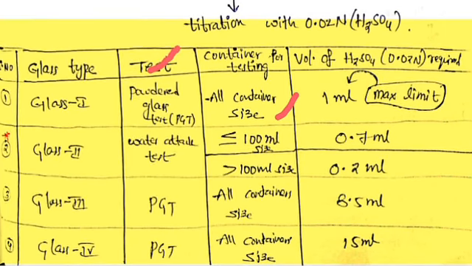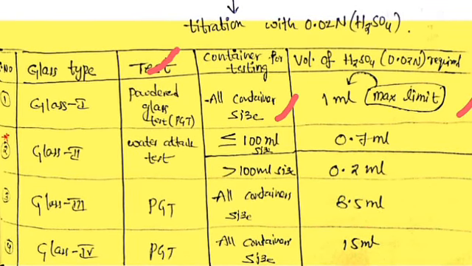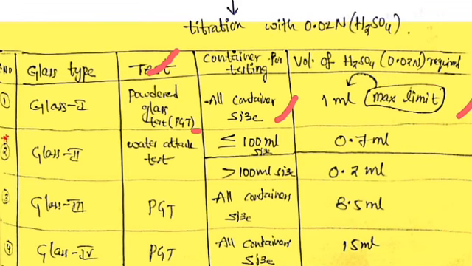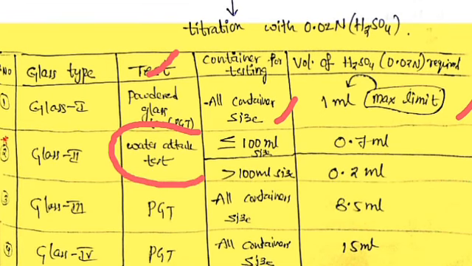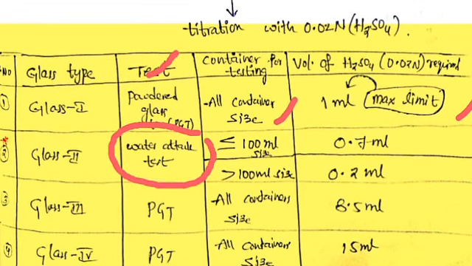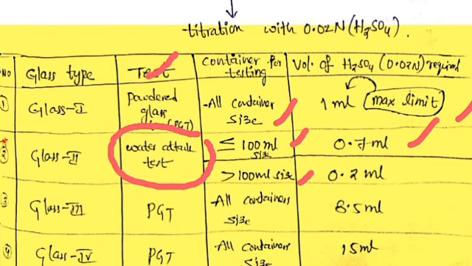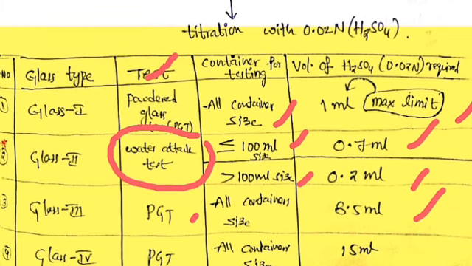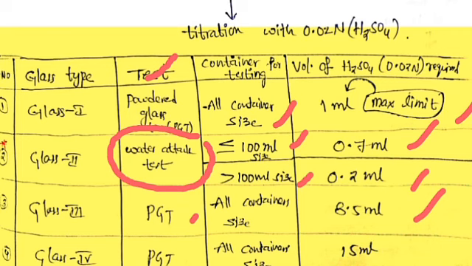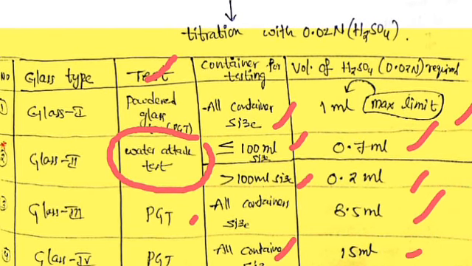And glass 2 uses the water attack test. I told you this is the exception case. The water attack test is performed for glass 2, and based on the sizes we get the following specifications. And glass 3 uses the powdered glass test, all containers can be used, and the volume of H2SO4 consumed is 8.5 ml. And glass 4 uses the powdered glass test, all containers can be used, and the range is 15 ml. In this way you have to evaluate the glasses.